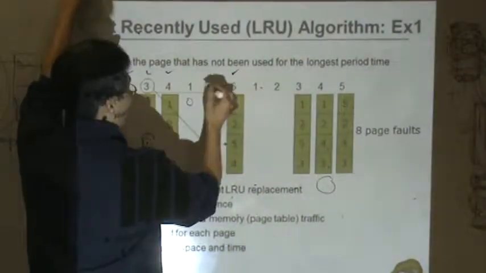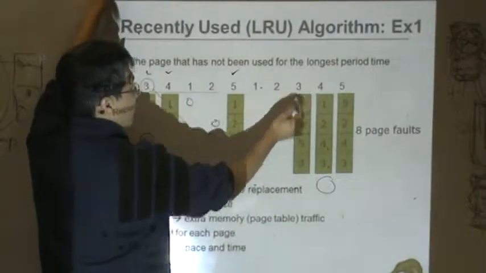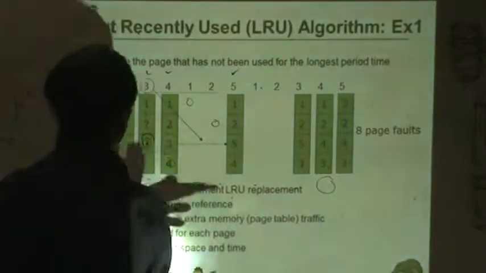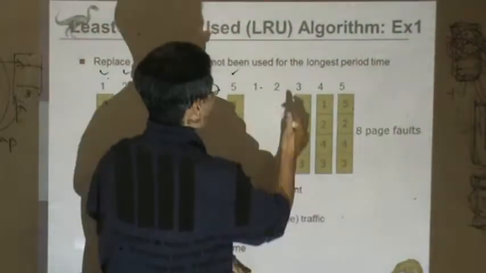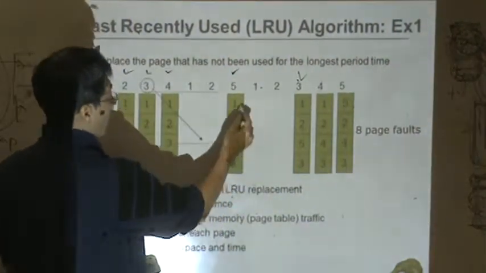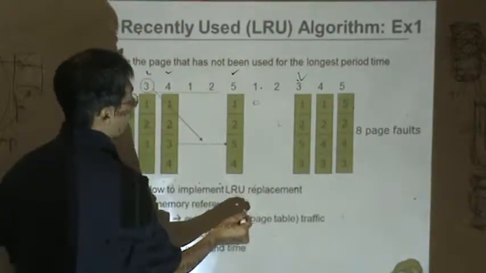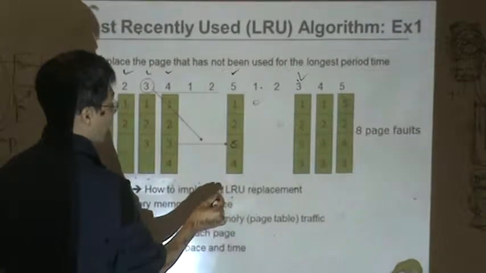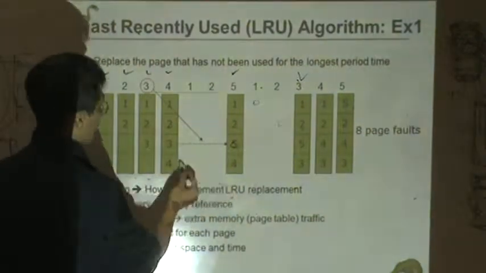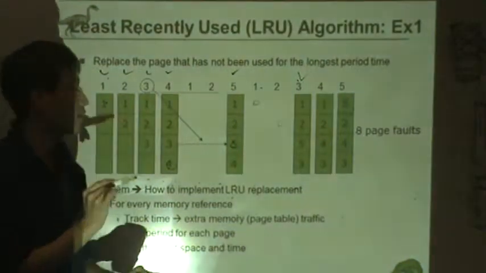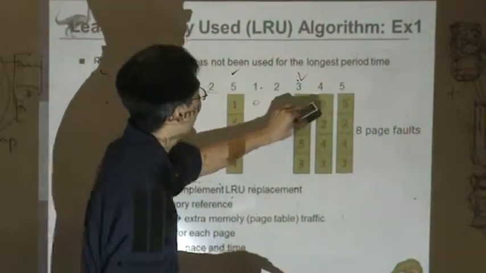Similarly, 1 and 2 are already here. So then 3. To decide the victim, it's page 4. So 1 was used here, 2 used here, 5 used here, and 4 used here. So this one is the least recently used. So replace it. Then 4.